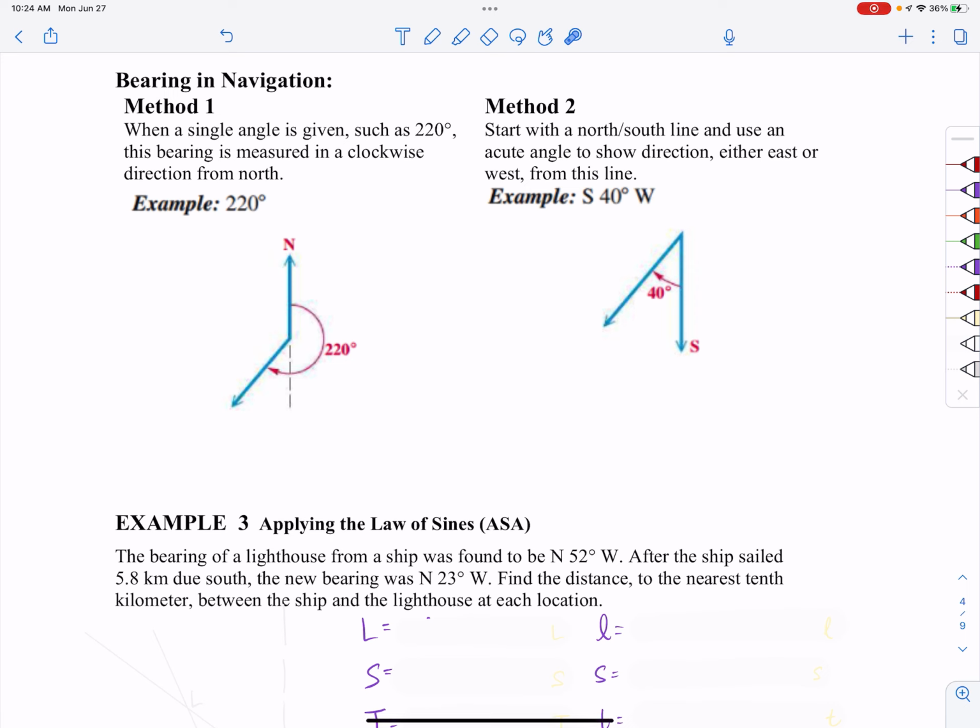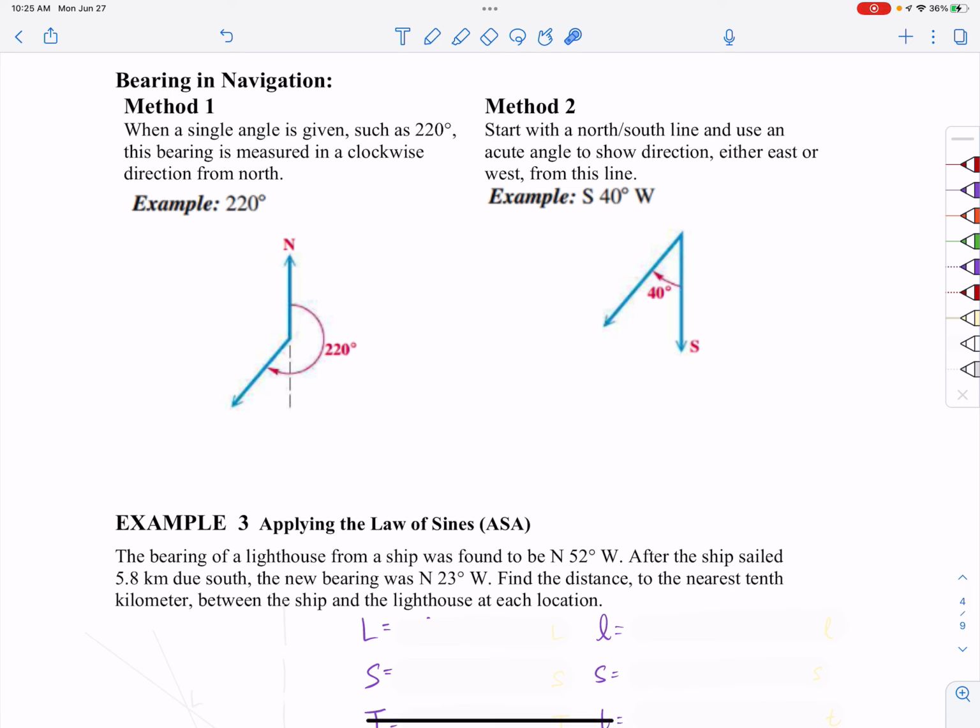So what we have in this case, 220 degrees, starting at north, if I start clockwise, well, now I've gone 90 degrees and I've gone 180 degrees. And so go a little bit more to go 220 degrees. And that is how I would draw a bearing with just a single angle. If you're given 2 directions where it starts with a north-south and then gives you either an east or west, what you're going to do is start with the first one. This is going to be either north or south, and establish that direction first, and then you're going to use an acute angle east or west from that.